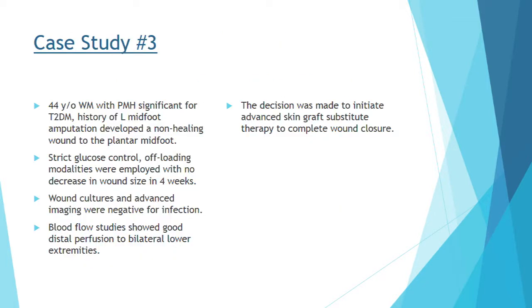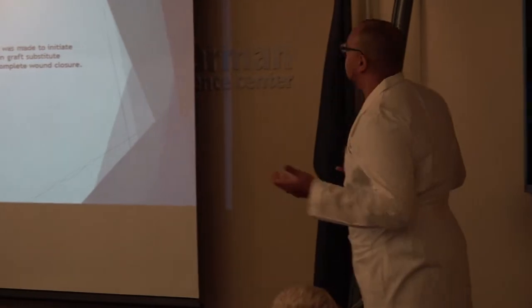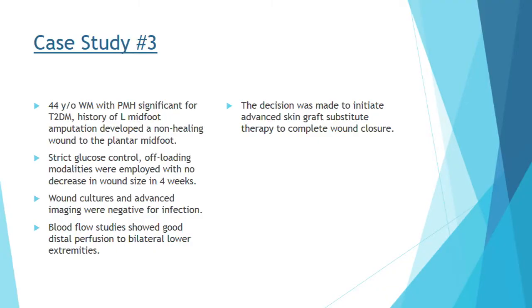Case study number 3. This is a 44-year-old white gentleman, past medical history of diabetes. He does have a history of a midfoot amputation, as it turns out, due to a complication from what? From a diabetic foot wound. We employed strict glucose control. He was controlling his blood sugar. We were offloading the wound. Did not see a decrease in size in 4 weeks. Wound cultures were negative. MRI was negative for infection. Blood flow studies show good distal perfusion. We decided to initiate advanced skin therapy to help this gentleman.